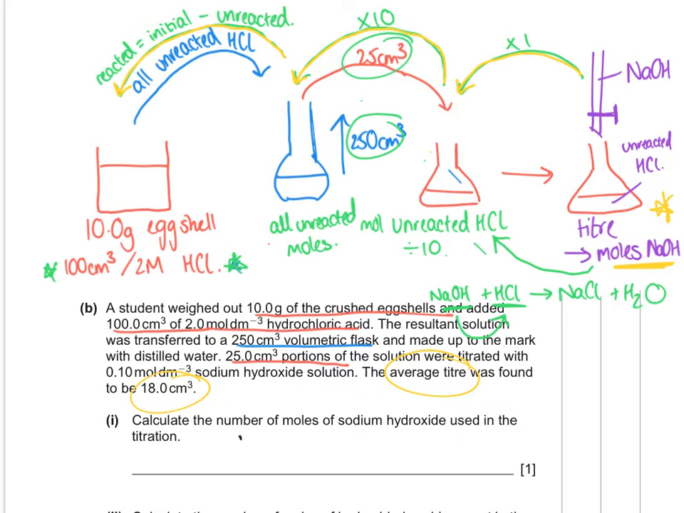We're going to be using the equation n equals CV. And remember, the sodium hydroxide is our standard solution. We know the concentration is 0.1 per decimeter cubed. And the volume, remember we need to convert that to decimeters cubed, so it's 0.018. That gives you a number of moles of 0.0018 moles, or it might come up on your calculator as 1.8 times 10 to the minus 3.